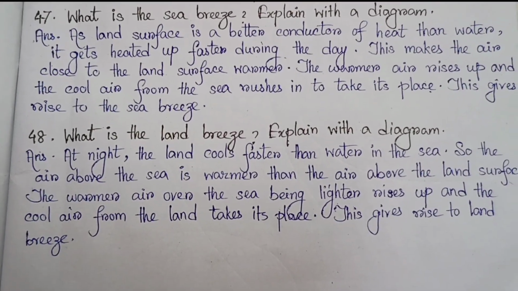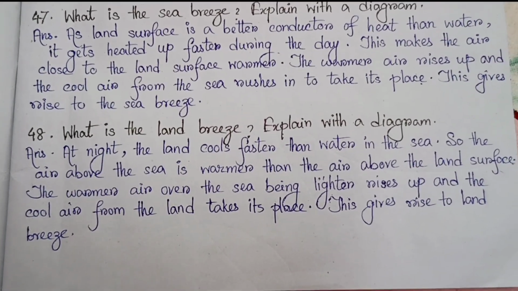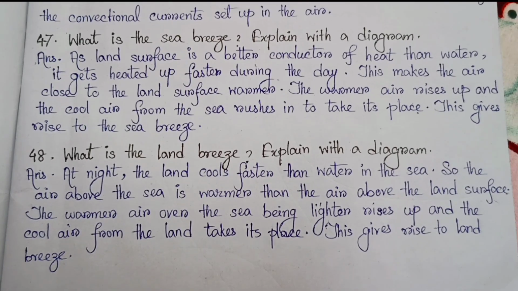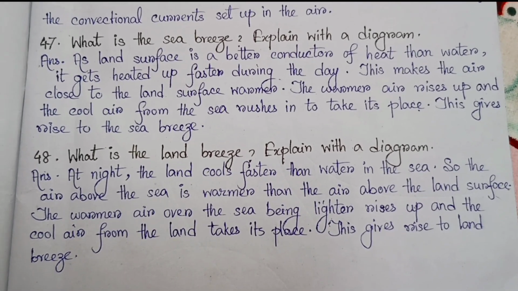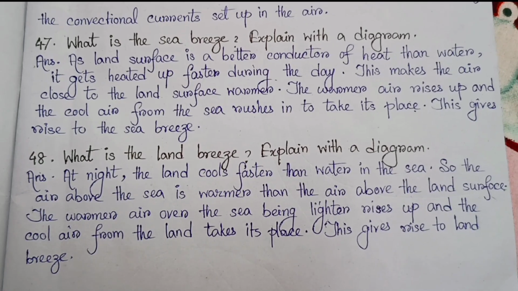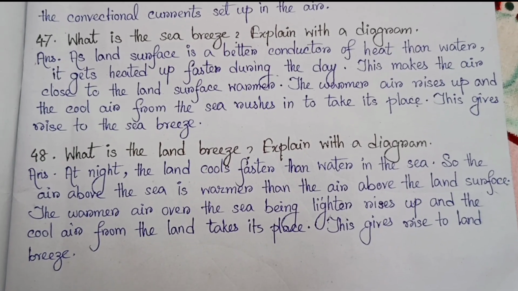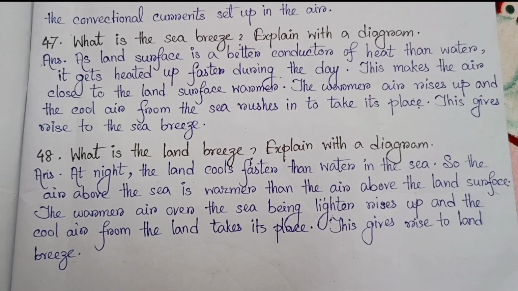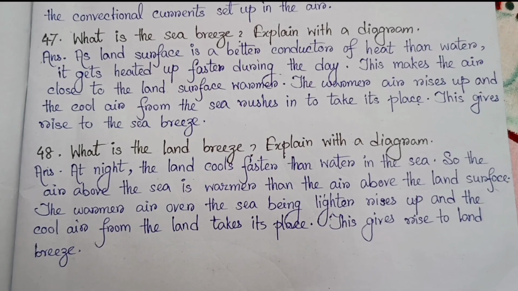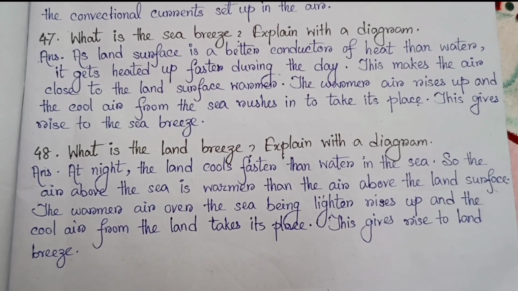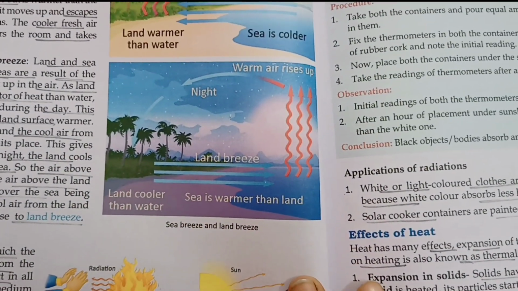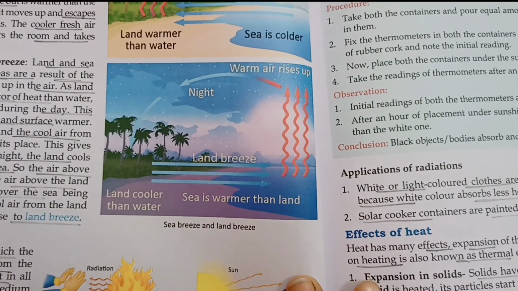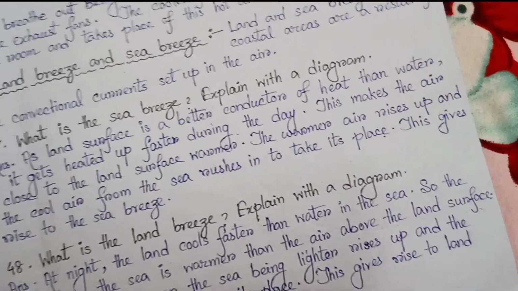What is a land breeze? Explain with a diagram. At night, the land cools faster than water in the sea, so the air above the sea is warmer than the air above the land surface. The warmer air over the sea, being lighter, rises up and the cool air from the land takes its place. This gives rise to land breeze. Okay, the lower picture is the diagram of this answer. Okay, next one.